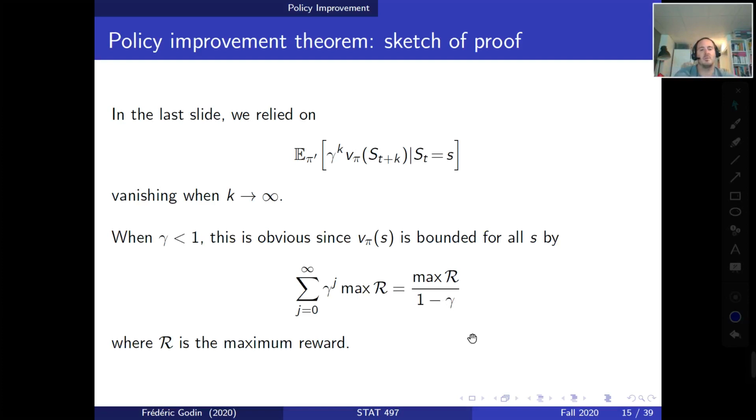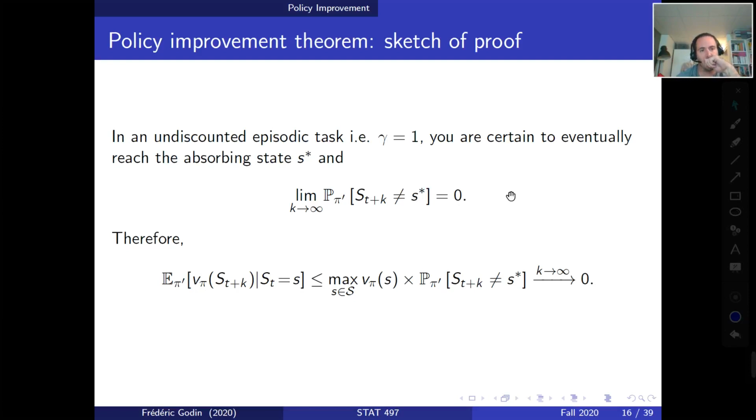So for this reason, if we have a discount factor smaller than 1 and a finite MDP, then this term converges to 0 as k goes to infinity, and this is bounded by some value, so the product will converge to 0, and what we did is just fine.